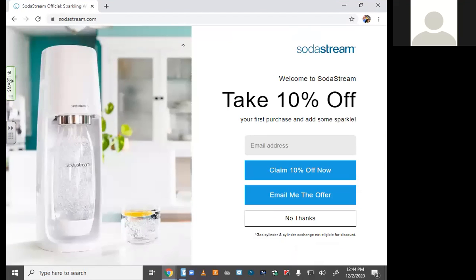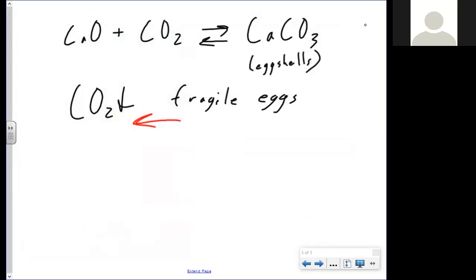So what they do is they take this little thing. They don't use Soda Streams, but they get a big machine so that all of the water their chickens drink has carbonation in it. If they do that, it shifts this reaction back that way because you're adding carbon dioxide, and you have stronger eggshells. So we'll talk more about this tomorrow, but the main thing is we need to understand equilibrium. If you add something to this side, it's going to shift it to the opposite side. If you take away something from this side, it's going to shift it back to that side.